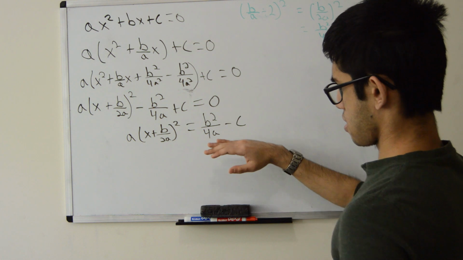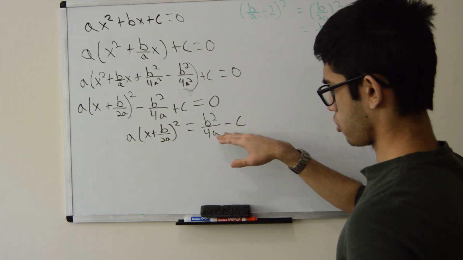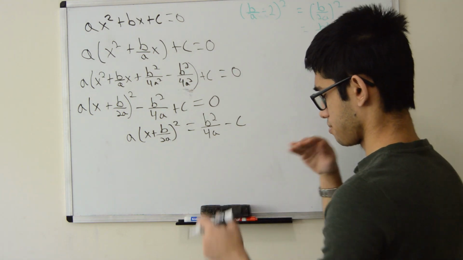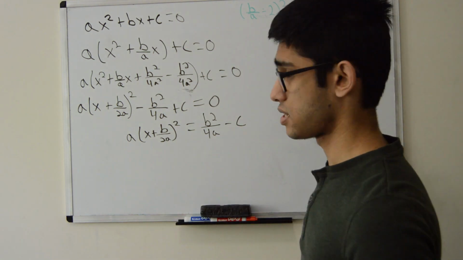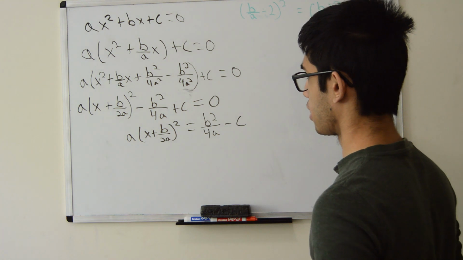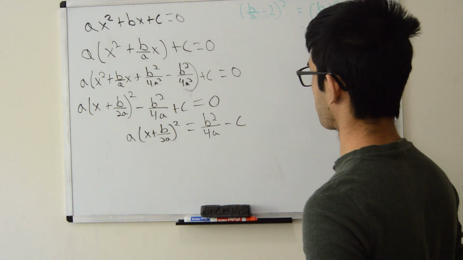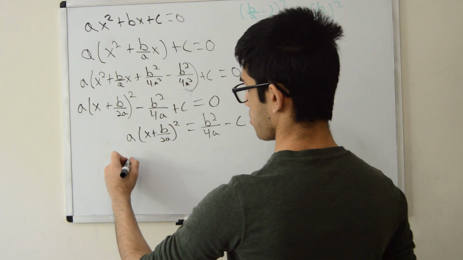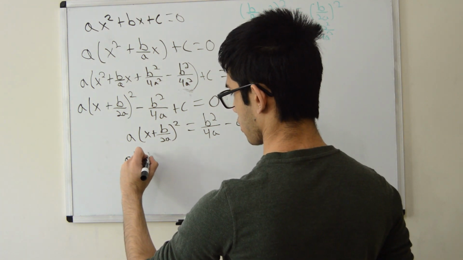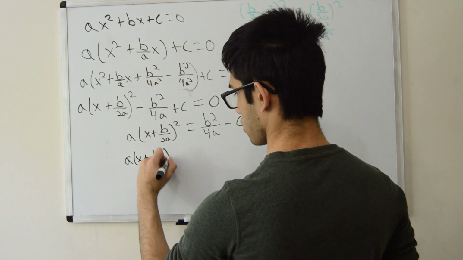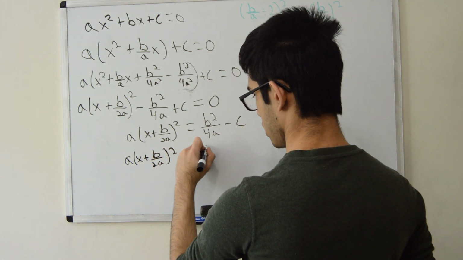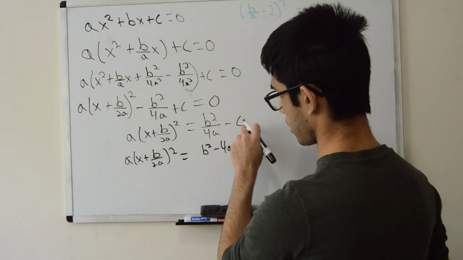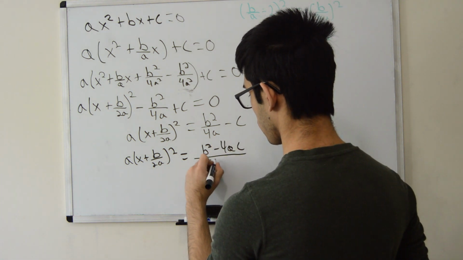Next step is this side right here. I'm going to put it over a common denominator of 4a. So I'm going to multiply c by 4a and put it over a common denominator just to make things a little bit cleaner. I think I'm going to run out of space, so let's keep going and see how far I get. Okay, so with the common denominator, this will become b squared minus 4ac. Hey, look, that looks familiar, because I multiplied this by 4a, and I can actually just put this over 4a.